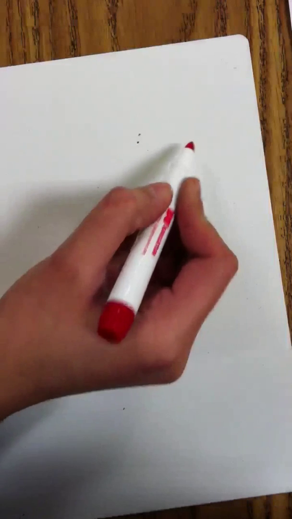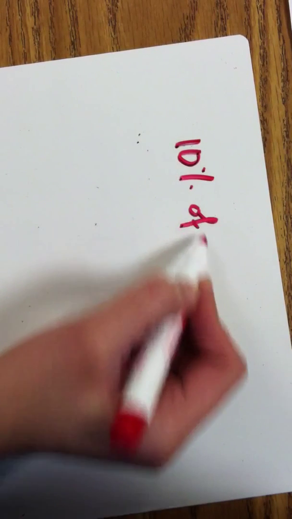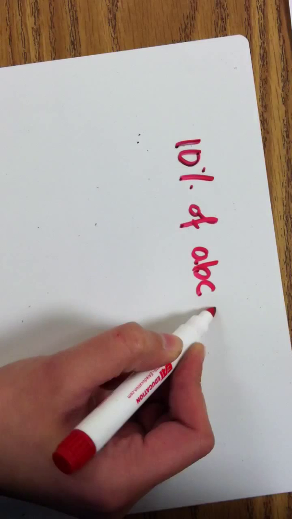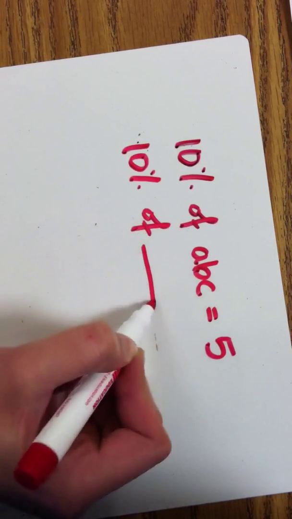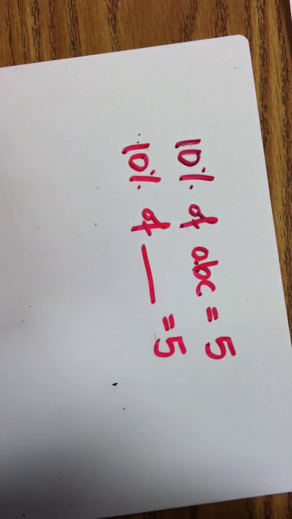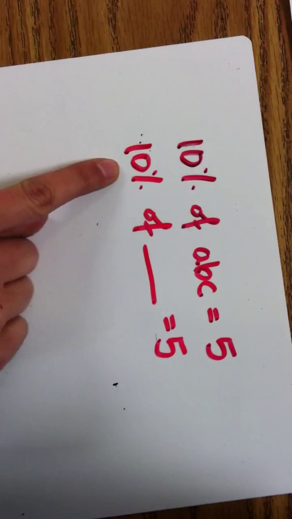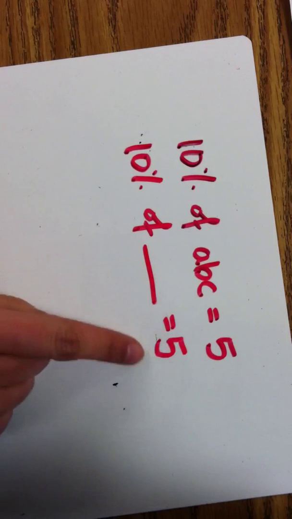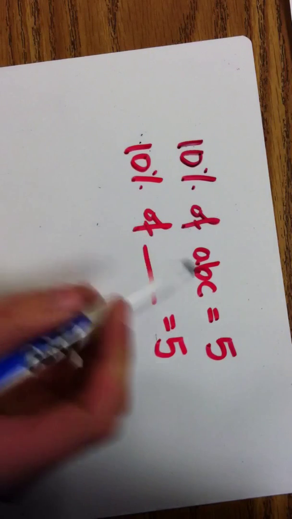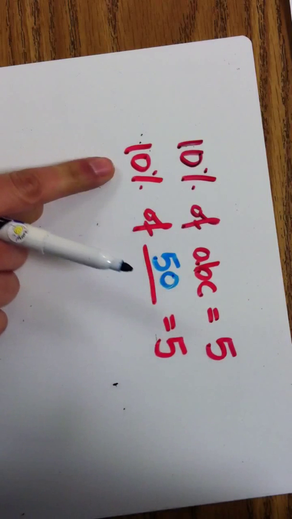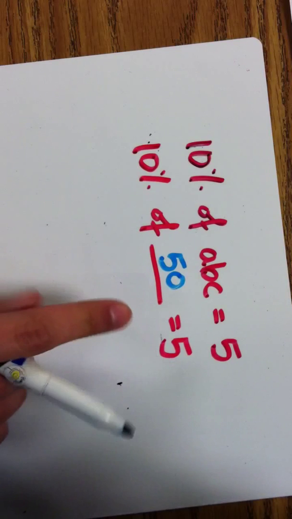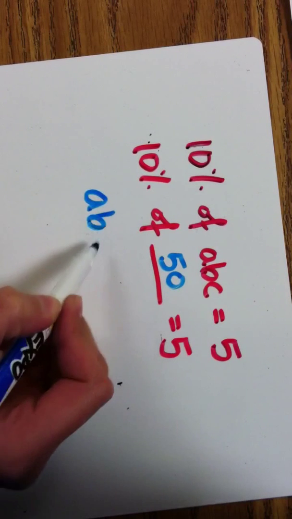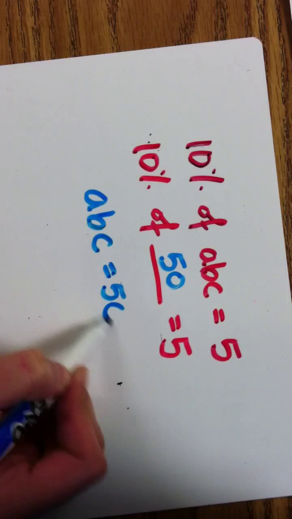So what does that mean? That means that 10% of a times b times c is going to equal 5. So we want to figure out 10% of what can give us 5. Another way of thinking about this is 1/10 of what number can give us 5. Well, with some calculation, we can see that 10% or 1/10 of 50 can give us 5. So therefore, a times b times c is going to equal 50.